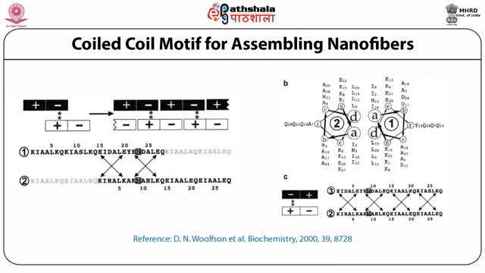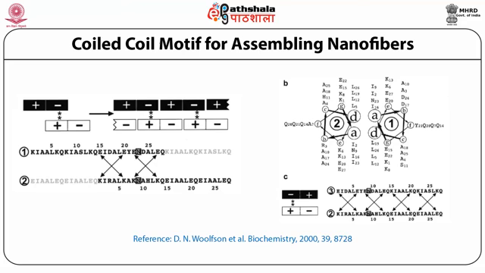We will see how the coiled coil motif can be useful for assembling nanofibers. For this reason, we choose two polypeptide chains which are complementary to each other. That means they have complementary glutamic acid and lysine units in certain positions, and they have been chosen to have this heptad sequence, HXXX, HXXX. It has been designed in such a way that it has a sticky end in terms of electrostatic interactions.